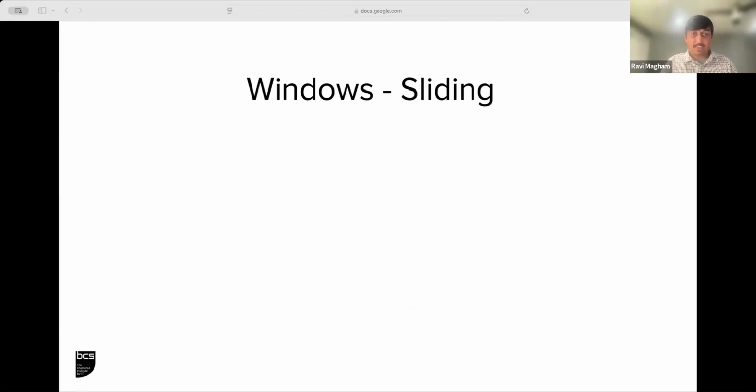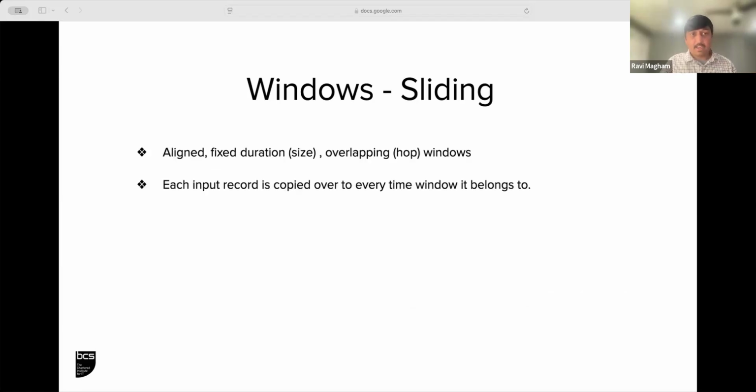The next is sliding windows. Here, it's still aligned, but there is an amount of overlapping between windows. So it's of a fixed duration, but overlapping. And the good thing here is you could start computing every minute the last 5 minutes, how many writes have come. That could be a good use case.